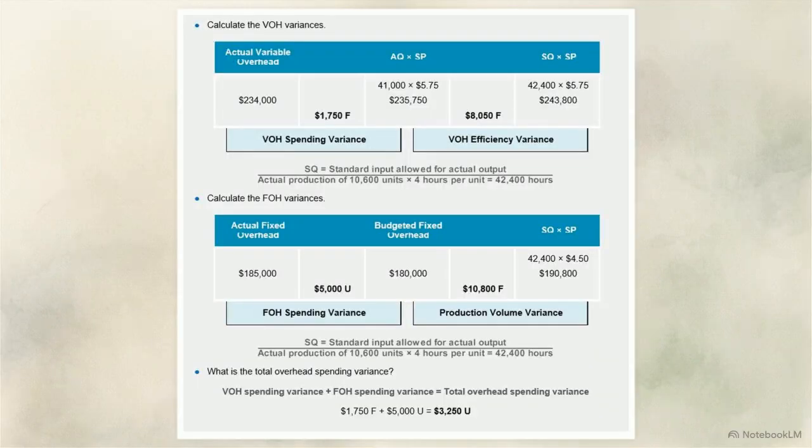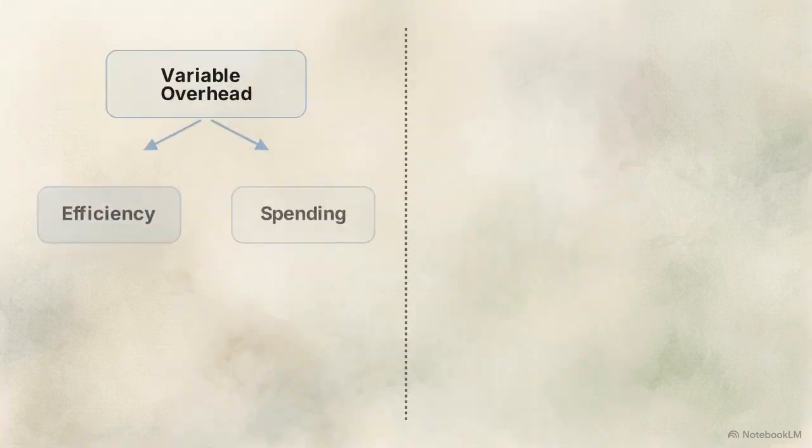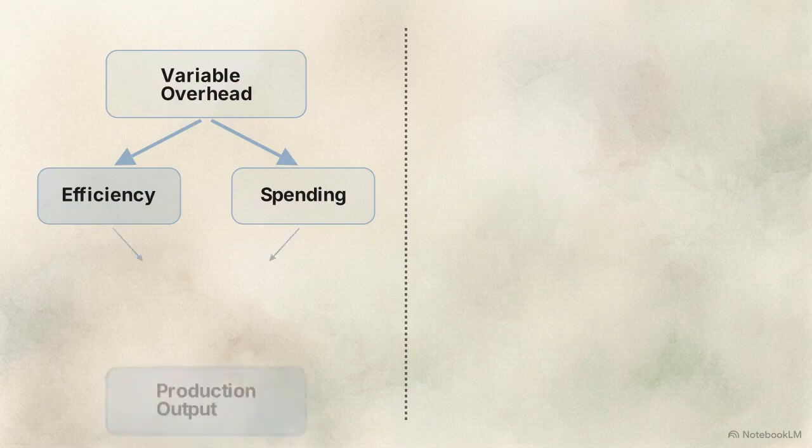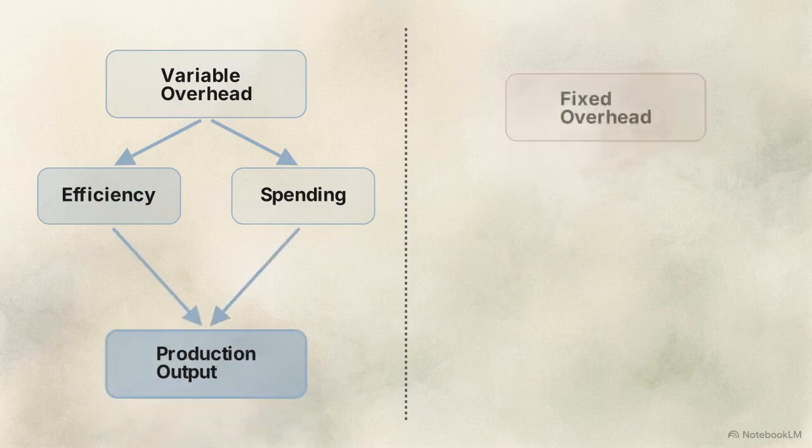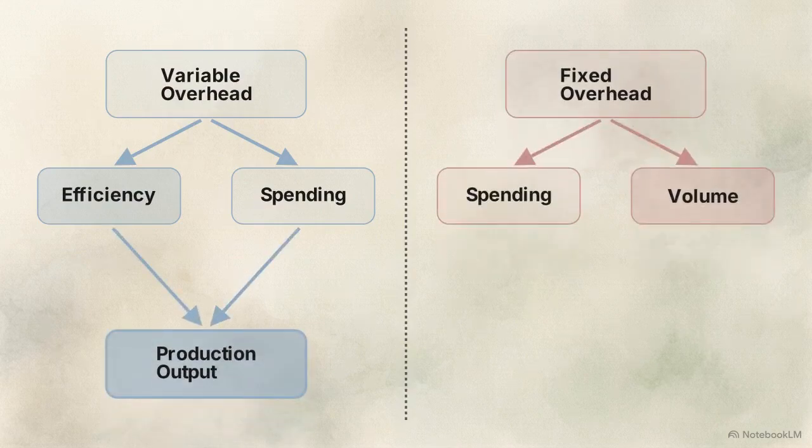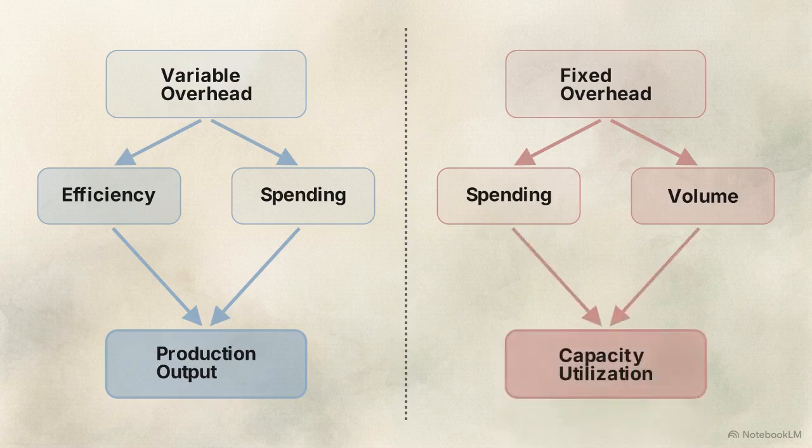This graphic displays a finalized variance report. Observe the equation headers: actual quantity times standard price and standard quantity times standard price. These top-level inputs filter downward, driving the final total. The bottom formula combines these into a total overhead spending variance of $3,250 unfavorable. Variable overhead yields spending and efficiency variances based directly on changes in production output. Fixed overhead, meanwhile, yields spending and volume variances based strictly on capacity utilization.